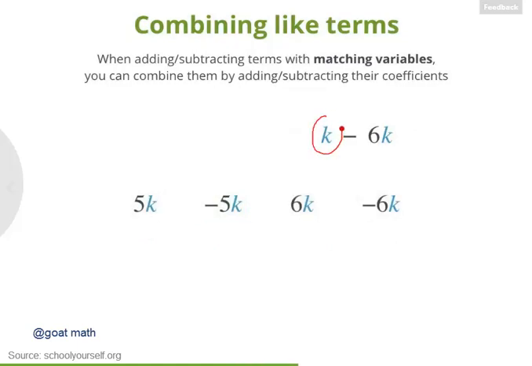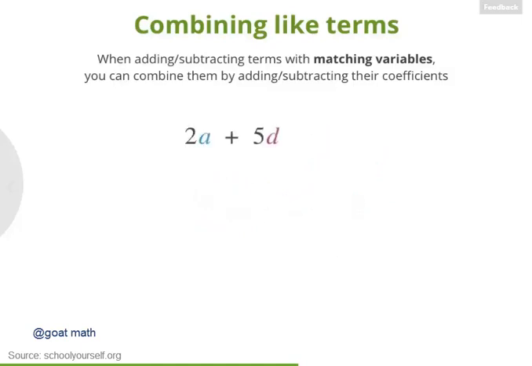Precisely, the coefficient of this k is 1, and 1 minus 6 equals -5, meaning this expression equals -5 times k. Next, let's look at an expression with two variables in it, 2a plus 5d. The variable a is equal to some number, but the variable d can be equal to an entirely different number. So these are not like terms. They have different variables and cannot be combined.